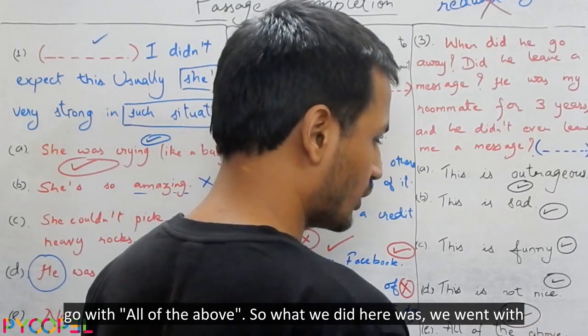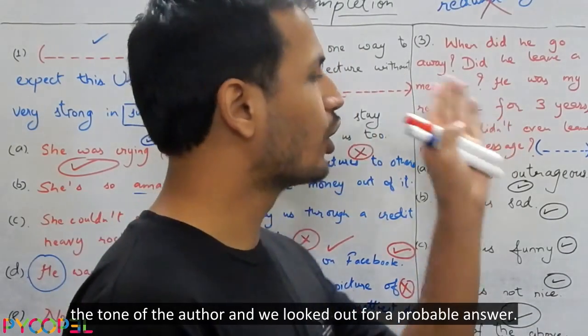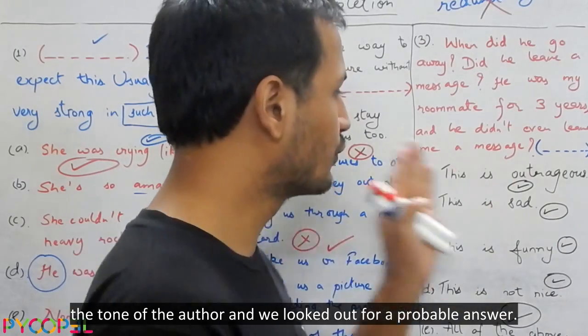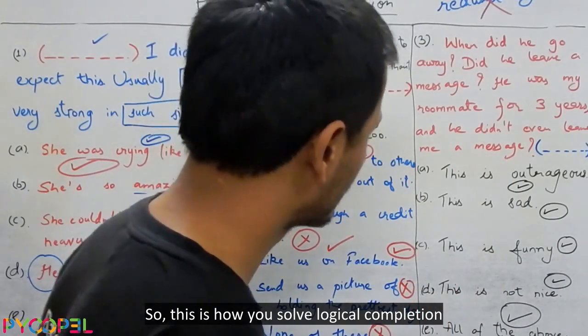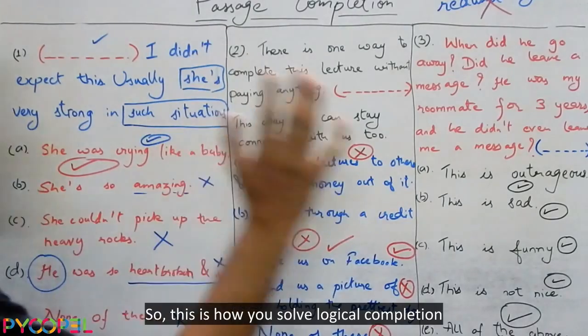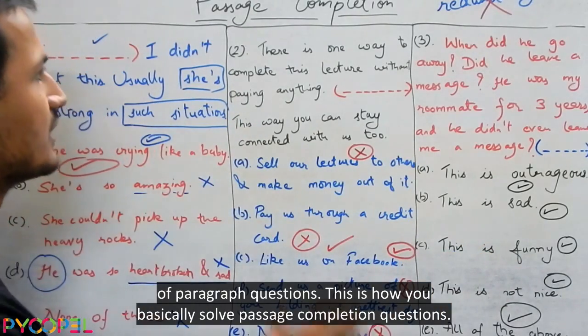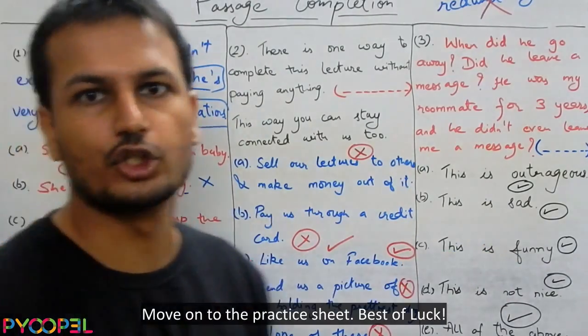So what we did here was we went with the tone of the author and we looked out for a probable answer. So this is how you solve logical completion of paragraph questions. This is how you basically solve passage completion questions.